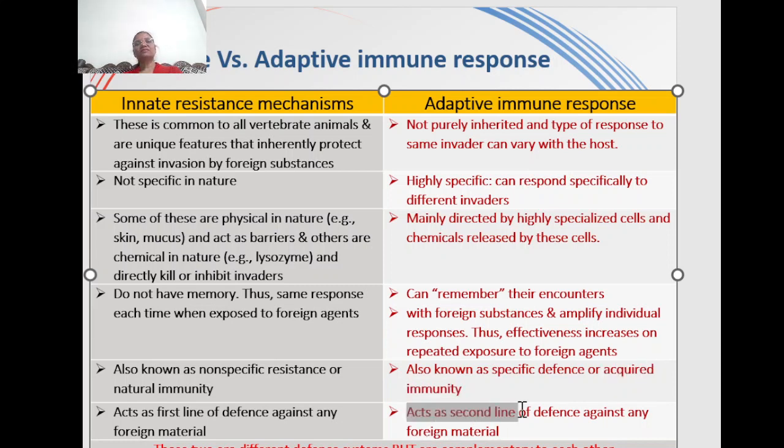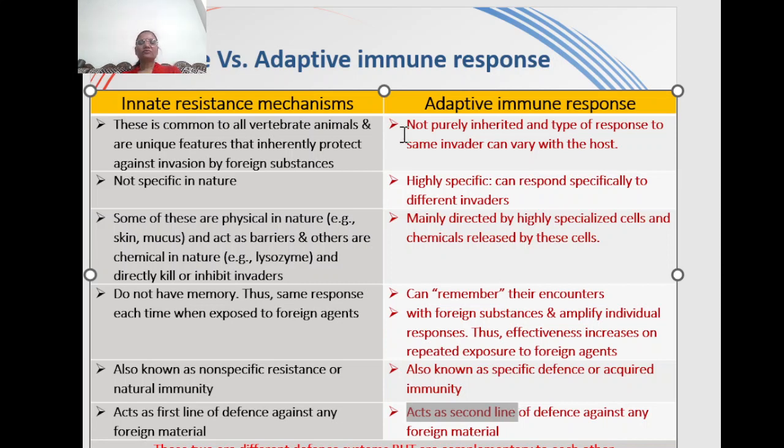The primary line of defense is mediated by innate mechanisms, right? If the organism has failed to cross that first line of defense, the secondary line of defense does not have to work. But if the primary response has been overcome by the pathogen, it now has to come in contact with the second line of defense, that is the adaptive immune response.